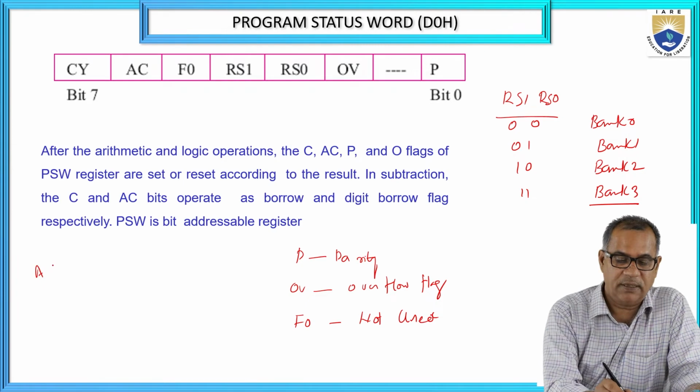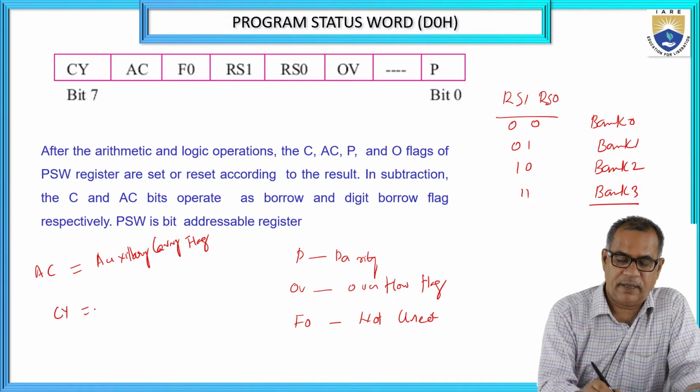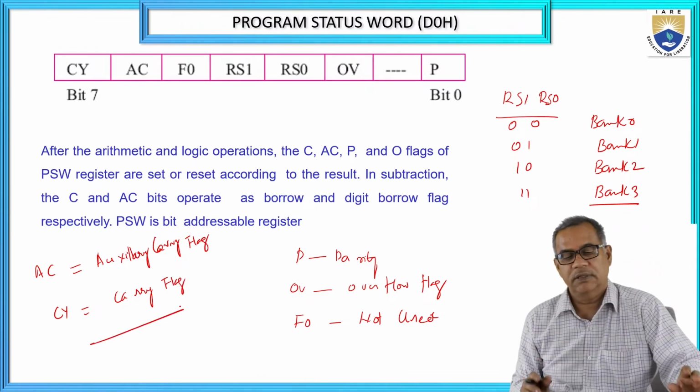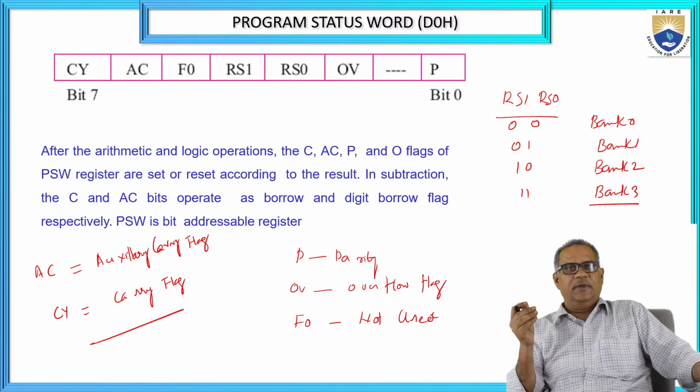AC is the auxiliary carry flag. And CY is the carry flag. So these are the descriptions of individual fields of the program status word register.